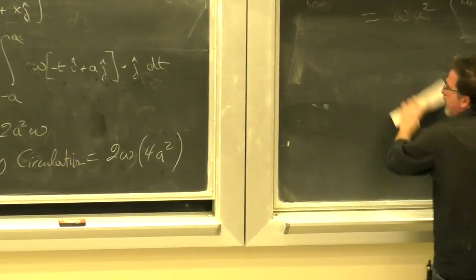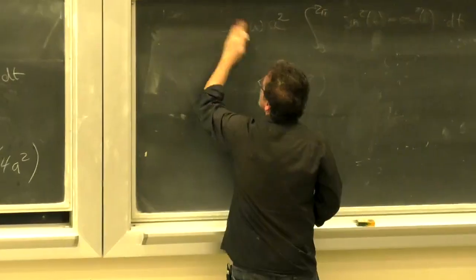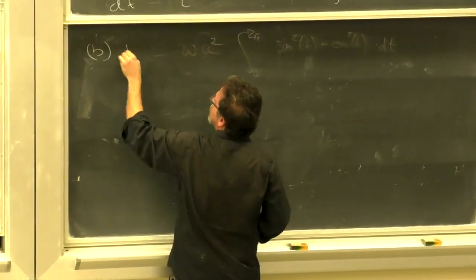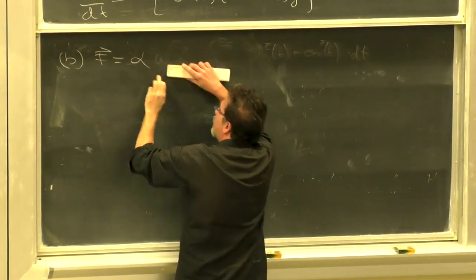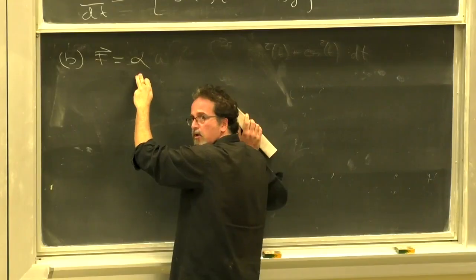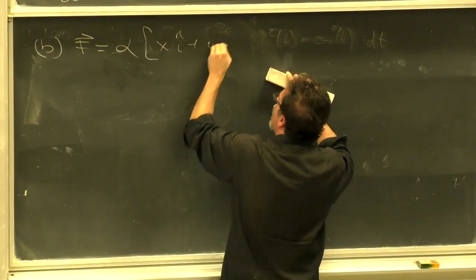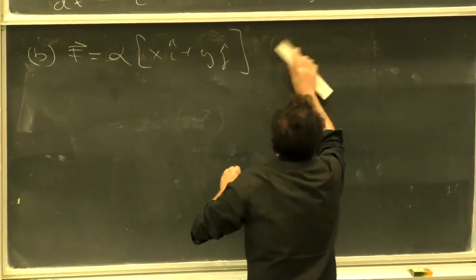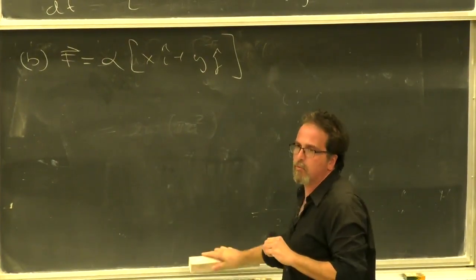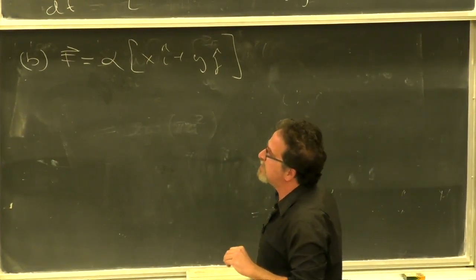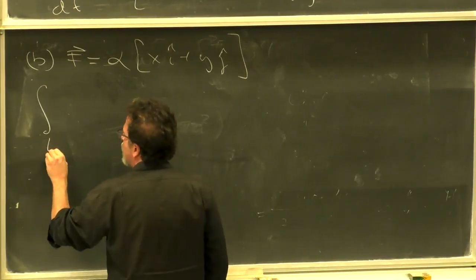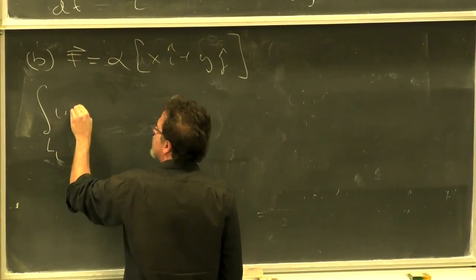Now part B uses the vector field F is equal to alpha, which is a reciprocal time also, times x i hat plus y j hat. Now let's consider the integral over line 1 of all of that stuff dt.